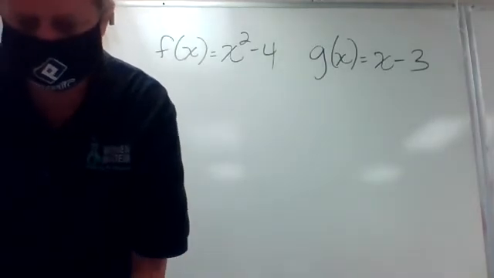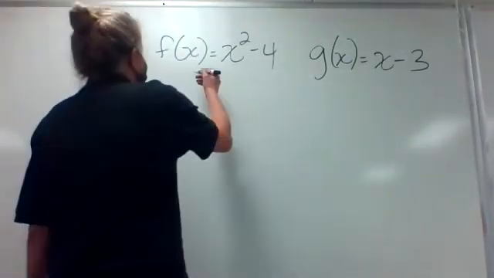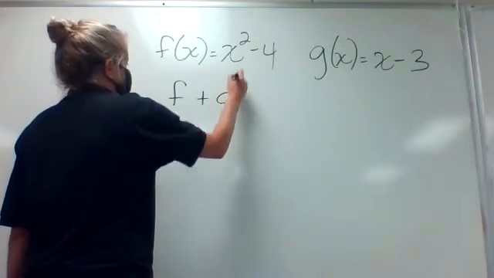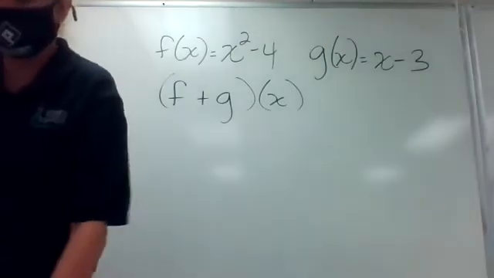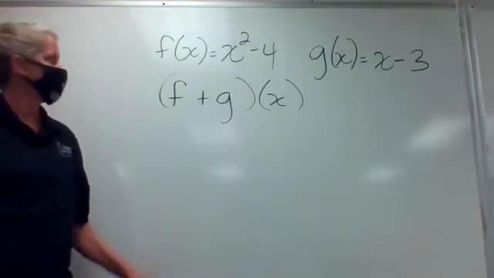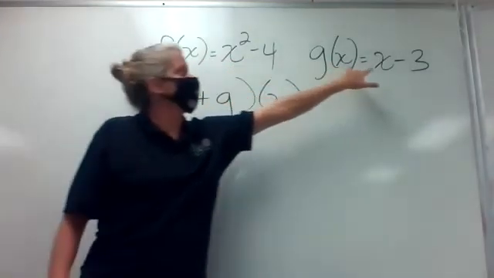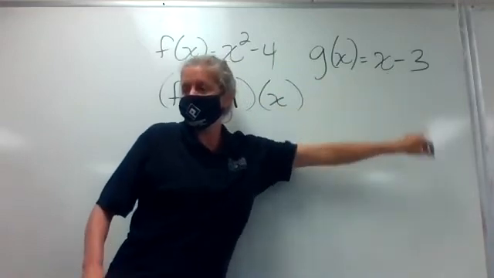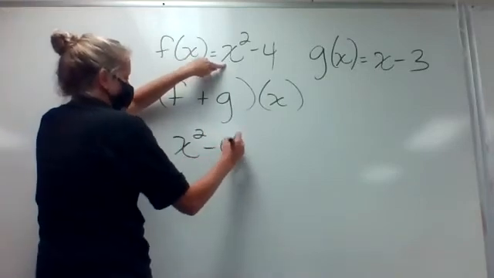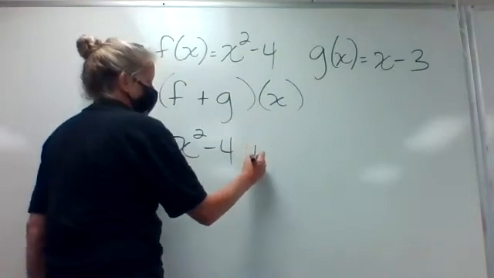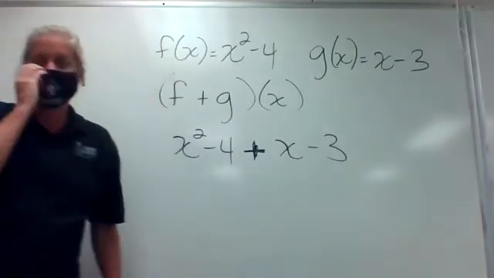And on this one, it wants us to add f plus g of x. That's how that's worded. F plus g of x. So essentially it wants me to add my f function to my g function. So my f function is x squared minus 4. My g function, which is what I'm going to add the f one to, so just add it to x minus 3.